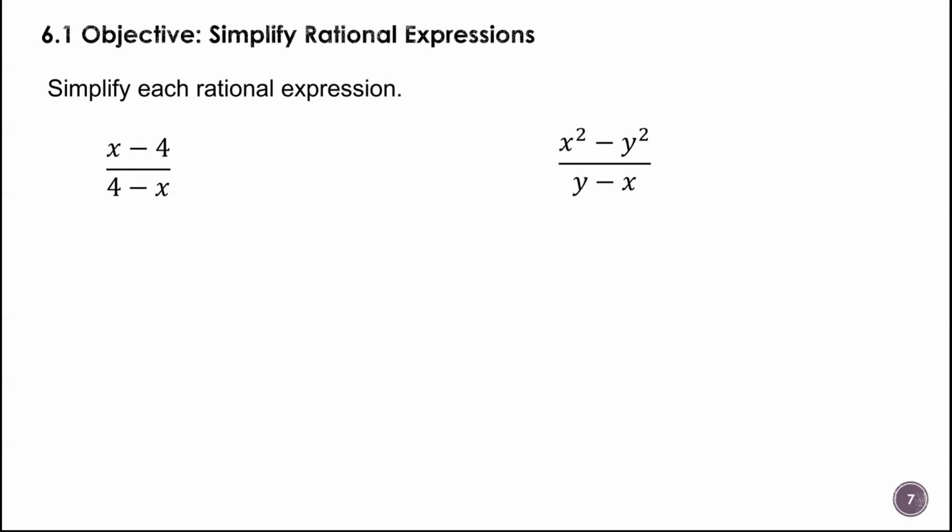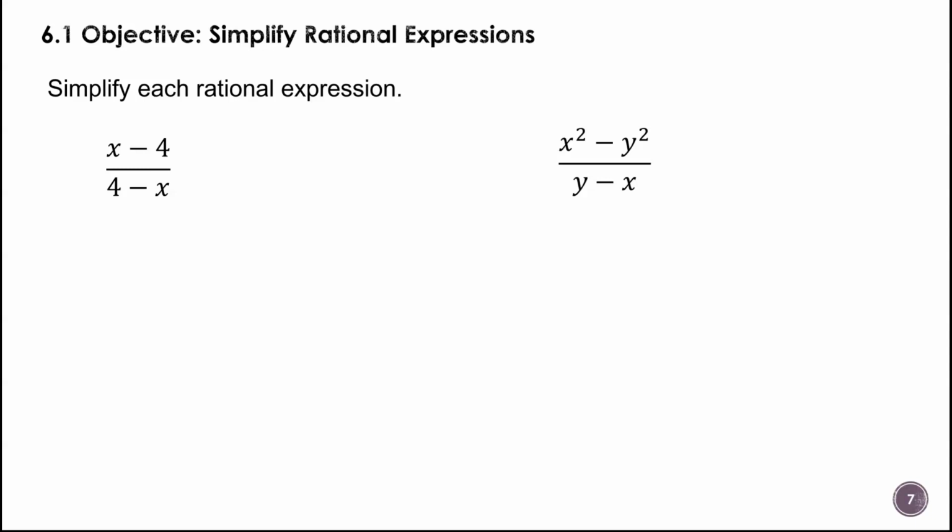So if you look at the x's, in the numerator I have a positive 1x, in the denominator I have a negative 1x. On the 4's, in the numerator it's negative 4, denominator is positive 4. So they are opposites, and that means that they're equal to negative 1. So when you recognize this, for just simplifying, you could say, oh, it's just equal to negative 1.